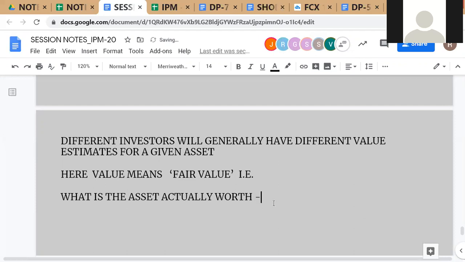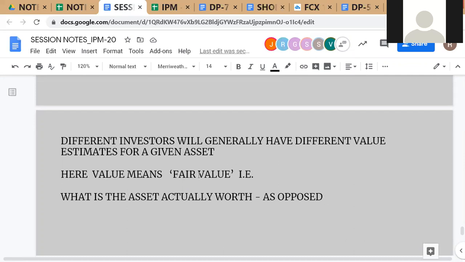And as opposed to that, of course, you can always say that it is worth what the market says it is worth. But that's not what we are asking when we are talking about fair value. We are disregarding the market price. We're saying the market doesn't know anything.